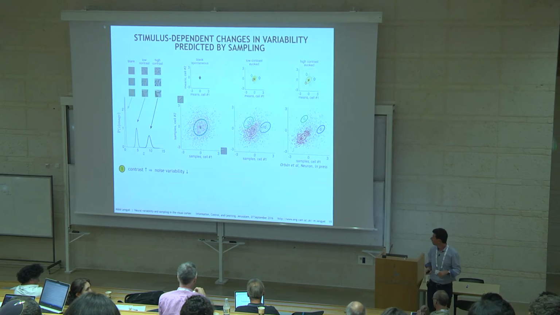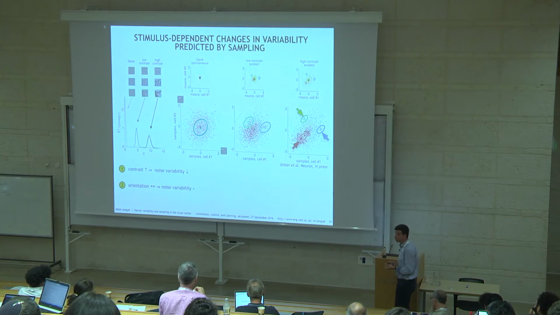The second is that when you change orientation, in contrast to what happens when you change contrast, noise variability barely changes. So you can see here that all these different stimuli that are at the same contrast level, their posteriors are very different, but the posterior covariances are actually not that different at all. They're very similar.